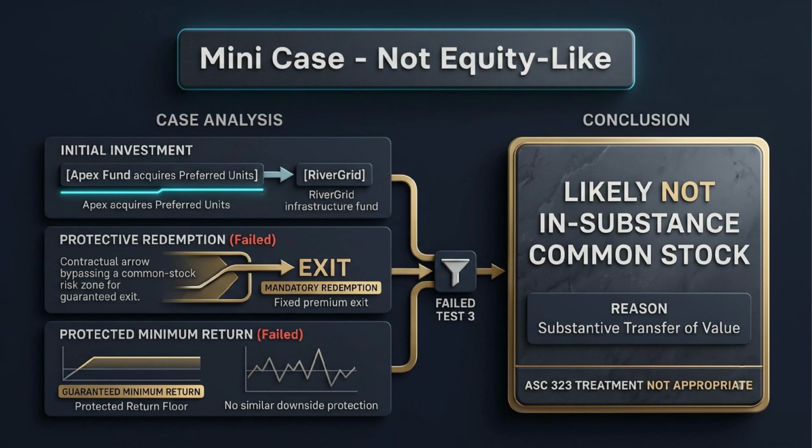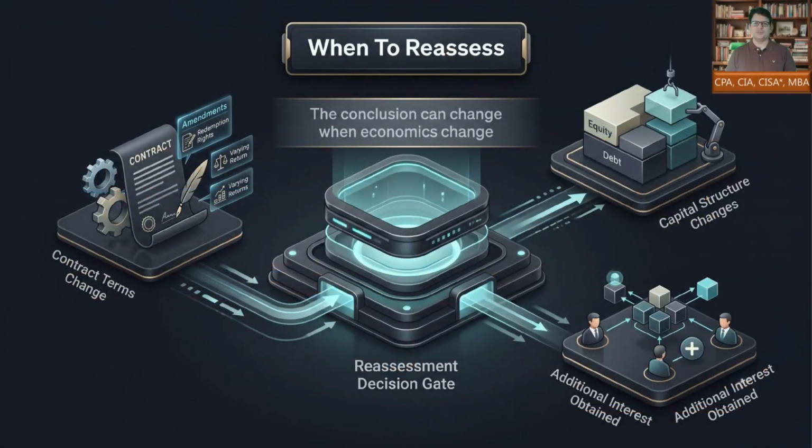That is a major problem for the common stock comparison. The arrangement gives Apex special value that common holders do not receive, so it likely fails the transfer of value test. The conclusion is that the interest is likely not in substance common stock. Protection is nice for the investor, but it can be dangerous for equity method qualification. The conclusion about in substance common stock is not always permanent.